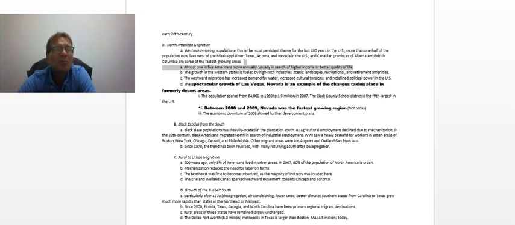Migration has been westward moving. That is the historic pattern. People are moving west and south. And almost 1 in 5 Americans move annually, usually in search of a higher income or a better quality of life.